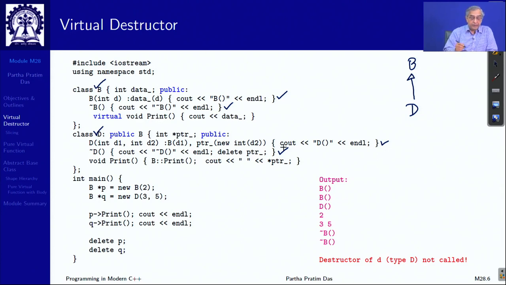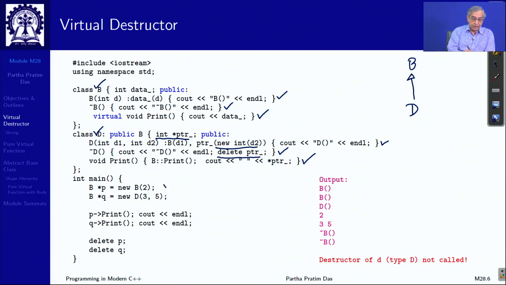We have a pointer data in class D which is allocated in the constructor and needs to be deleted in the destructor. And just to illustrate the problem, we introduce a virtual function print, naturally overridden in the derived class D. So, this is the simple design.